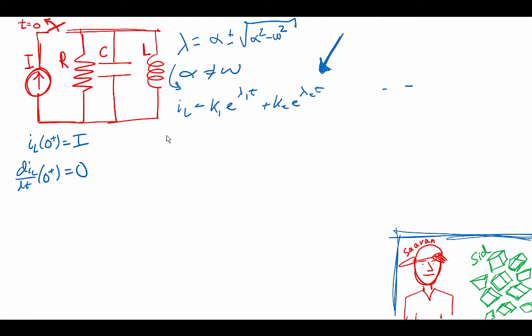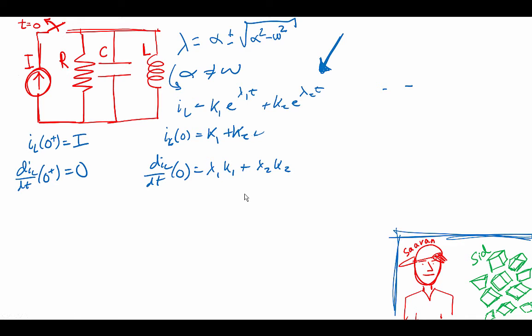So IL of 0 is equal to just K1 plus K2. dIL/dt of 0 is equal to lambda 1 K1 plus lambda 2 K2. So as you can see, here's another example of why we would need to consider the case when the lambdas are equal. If the lambdas are equal in this case, we'd basically be getting the same condition. So this is saying K1 plus K2 is something, and this would say K1 plus K2 is something else divided by lambda, which is inconsistent.